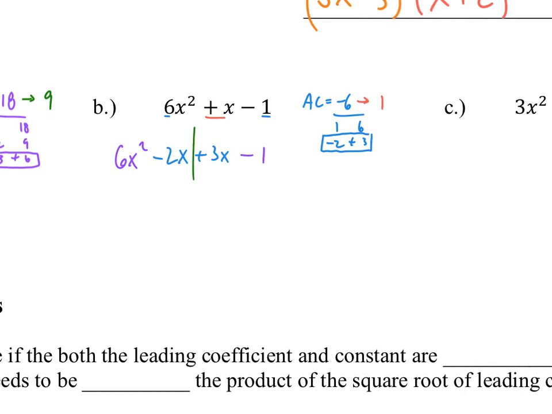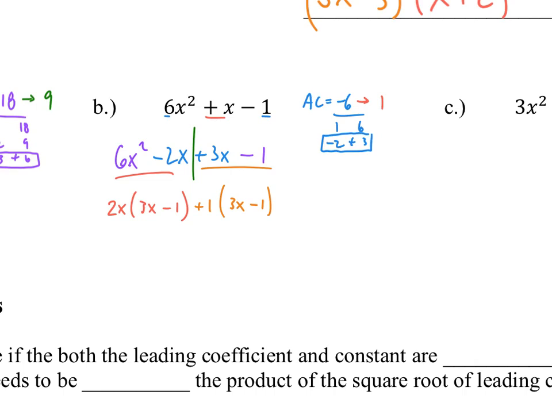Break it in half. Look for common factors, which would be 2x. 2x times 3x is 6x squared, and then 2x times negative 1 is negative 2x. Look for common factors. 3 and 1 don't share any factors besides 1. So remember, your go-to guy is 1 if there's nothing else. That'd be a positive 1. And 1 times 3x is 3x, and 1 times negative 1 is negative 1.